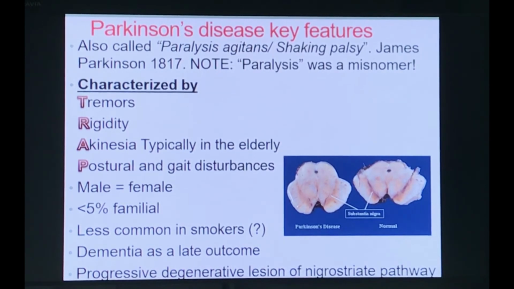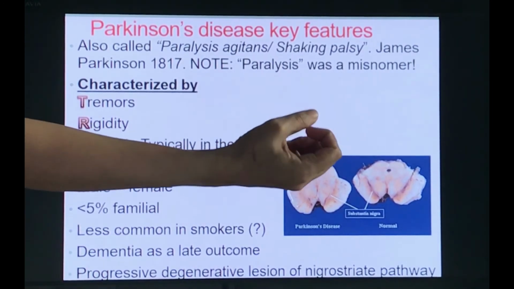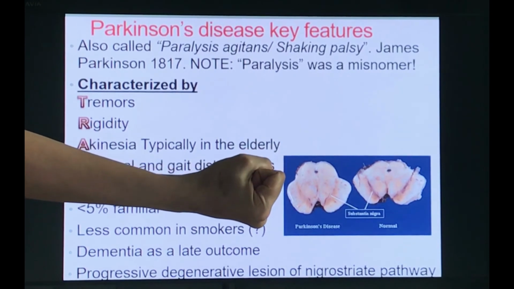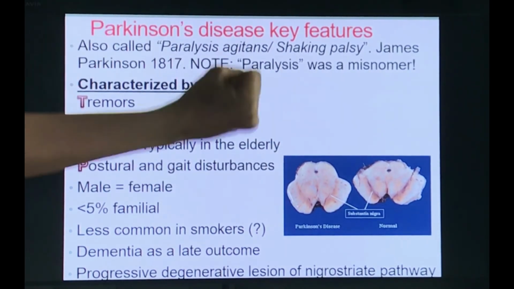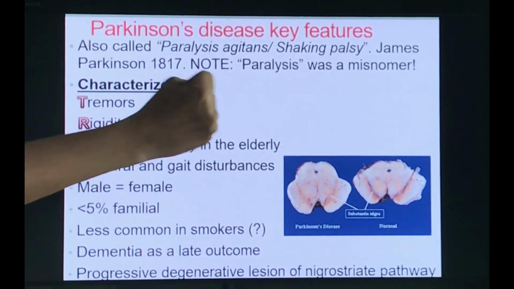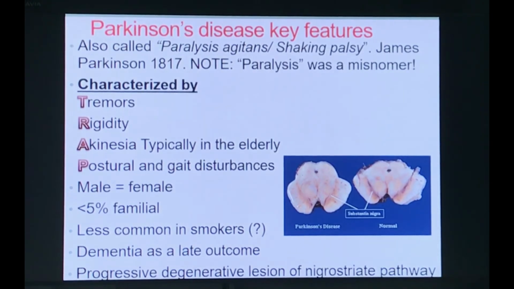Rigidity, this is due to the increase in the resistance, increase in the tone. Typically the patient will have cogwheel type of rigidity. If you know cogwheel, whenever you do a passive movement in this patient, they will have cogwheel, that is on and off resistance. So it is cogwheel type of rigidity.